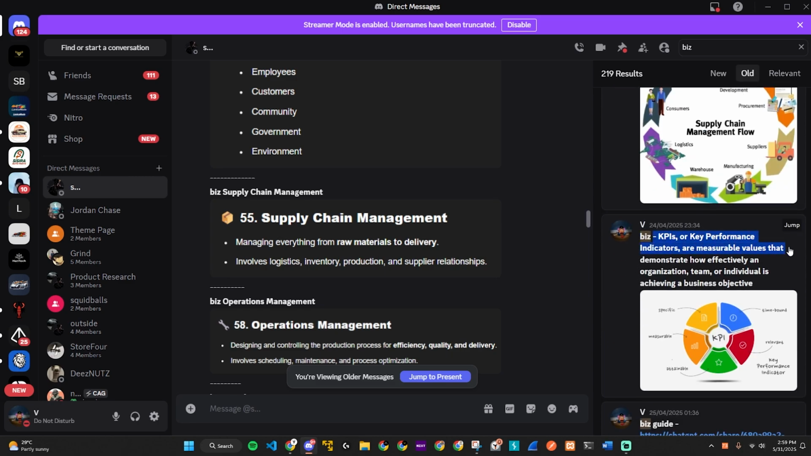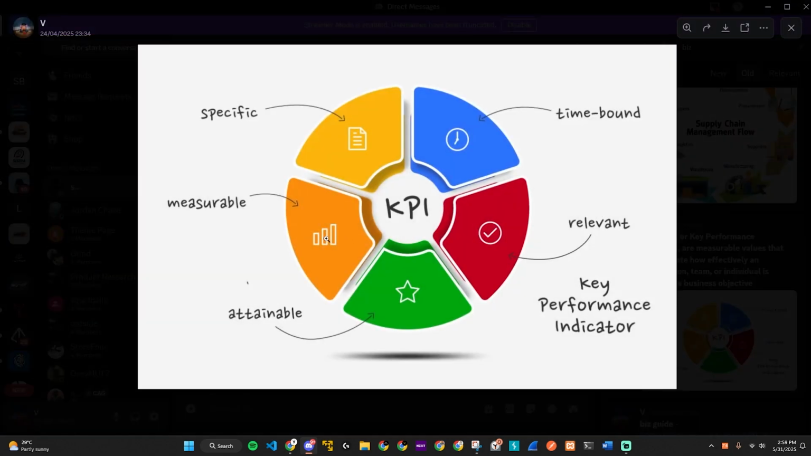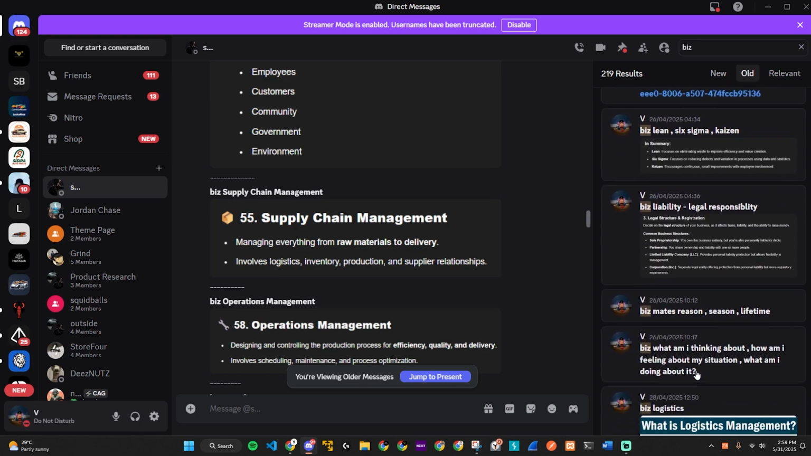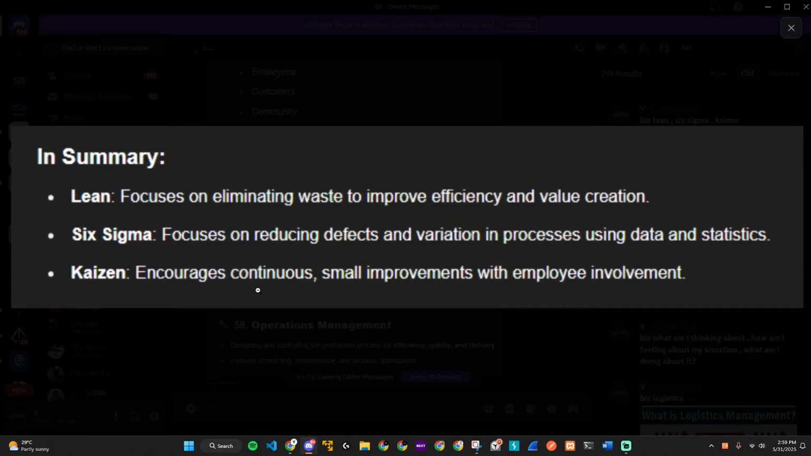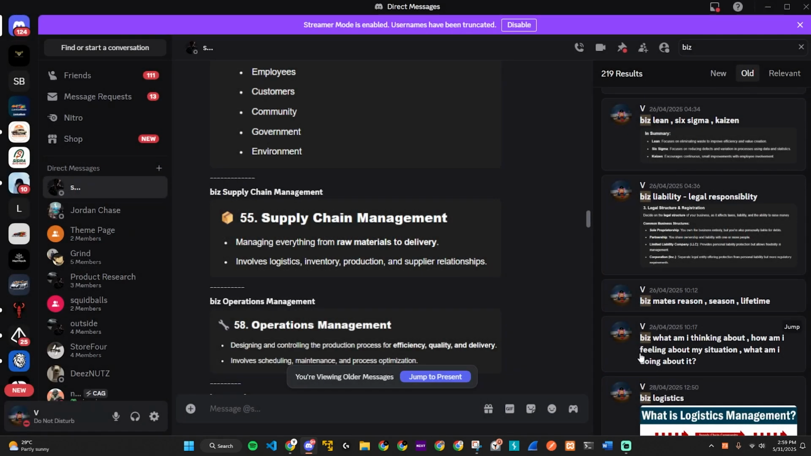Key performance indicators are measurable values that demonstrate how effectively an organization, team, or individual is achieving business objectives. As you can see, they should be relevant, time-bound, specific, measurable, and attainable, right? So once again, Kaizen is continuous small improvements with employee involvement. Lean focuses on eliminating waste and improving efficiency and value creation. Six Sigma focuses on reducing defects and variation in processes using data and statistics.